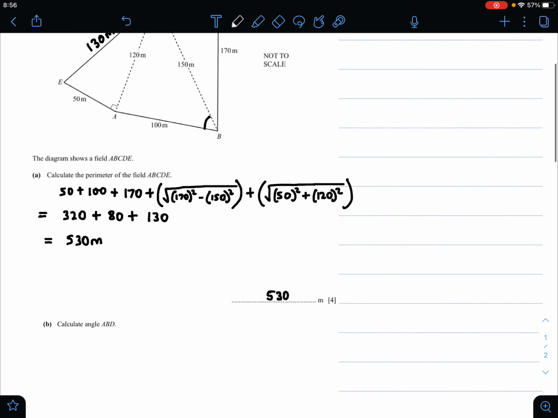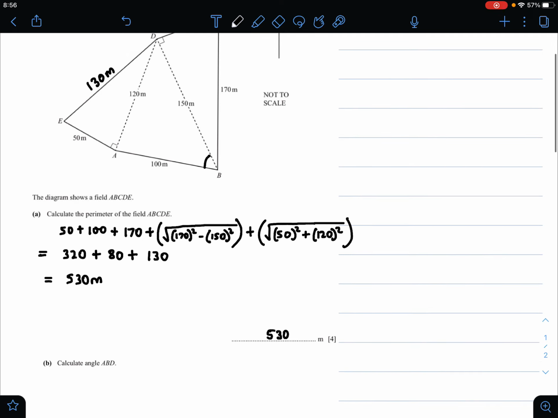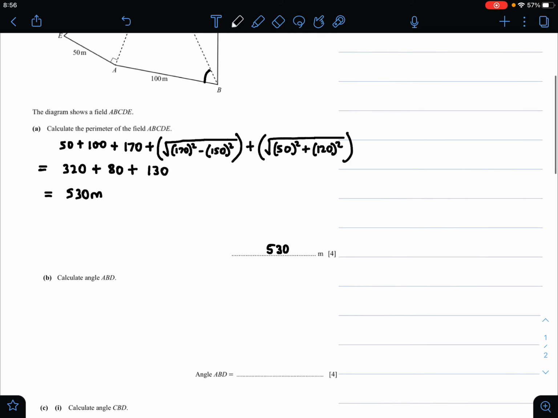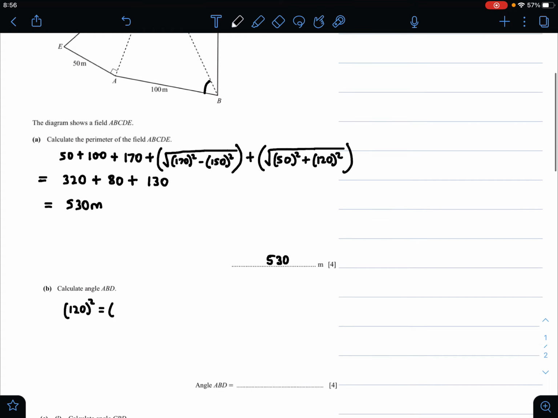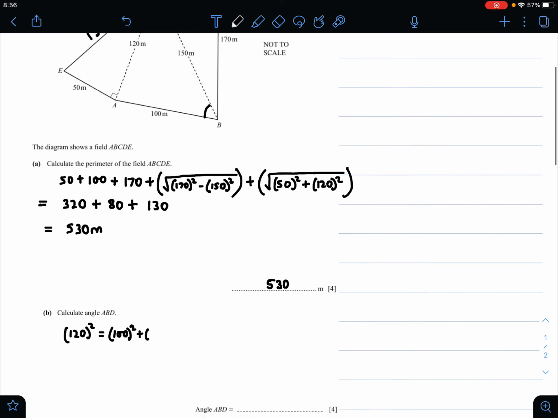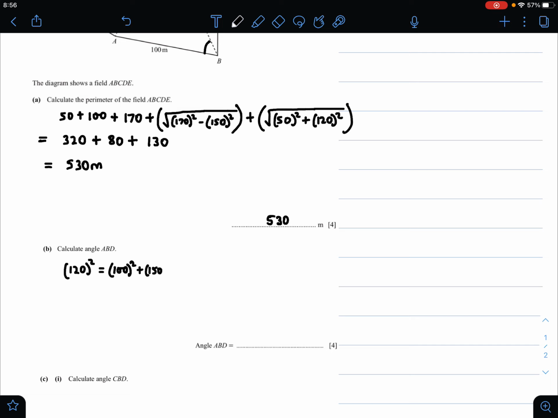Now the three sides are 120, 150 and 100. The side opposite to the angle that we are finding has to be a, so that would be 120 square is equal to, and which side you take as b and c won't make a difference, you can take any side. So 100 square plus 150 square minus 2 times b multiplied by c multiplied by cos A. Now all we need to do is solve this equation for A.